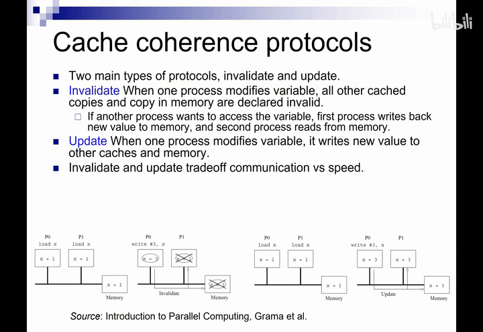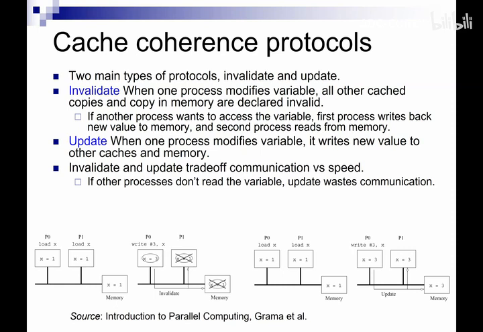Now there's a trade-off that's being made by the invalidate and the update protocol in terms of communication versus speed. Basically, if the other processes don't read the variable too much, then the update protocol actually updates all of the other processors even though they're not reading this variable. So the update protocol is actually wasting a lot of communication.